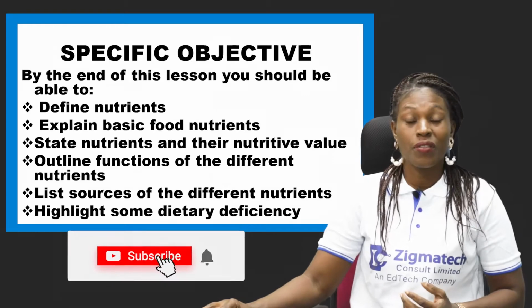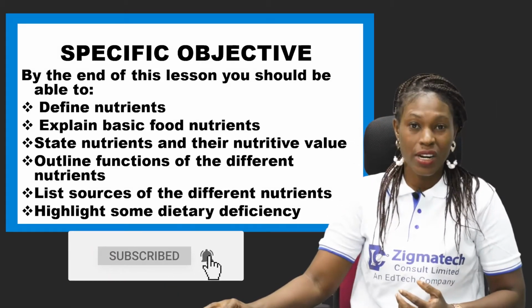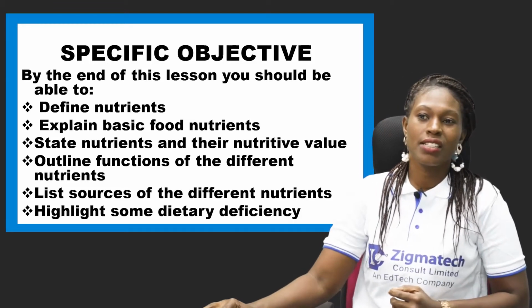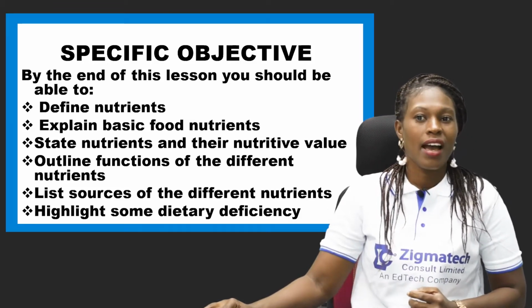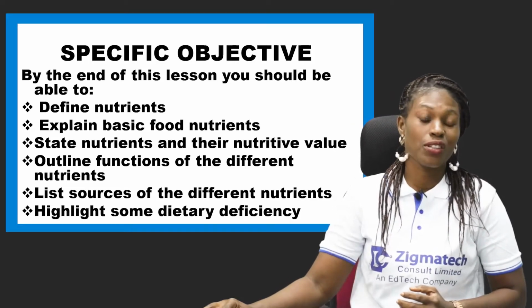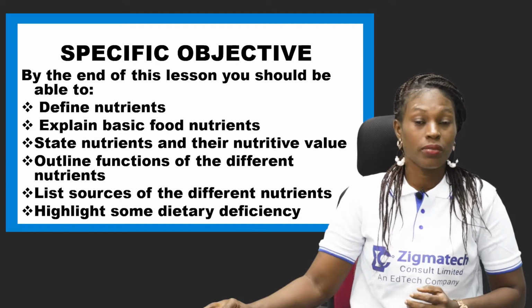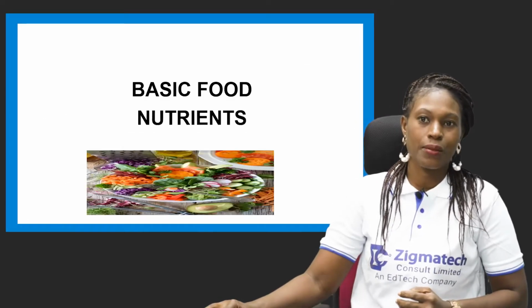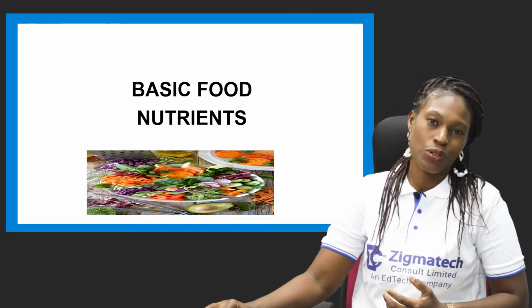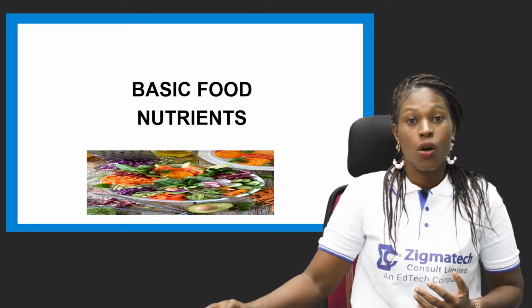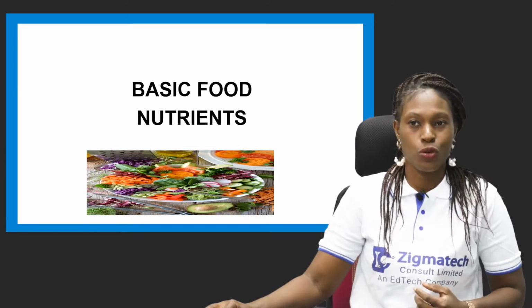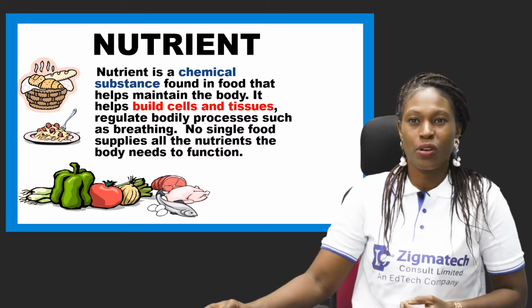Now, by the end of this class, you should be able to define nutrients, explain basic food nutrients, state nutrients and their nutritive value, outline functions of the different nutrients, list sources of the different nutrients, and highlight some dietary deficiency. Basic food nutrients. What are basic food nutrients? We are made to understand they are chemical substances found in food. Let's move on. What is nutrients?